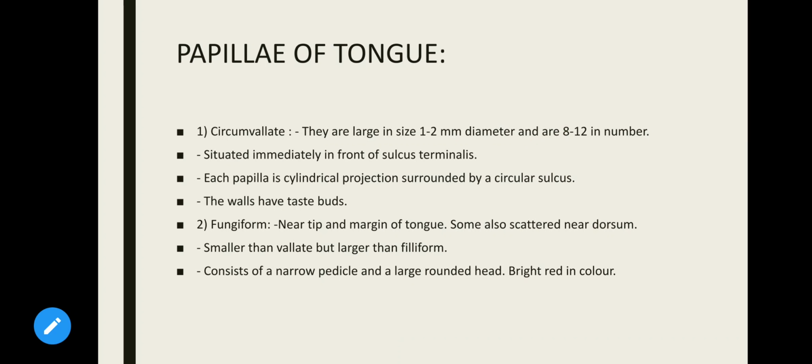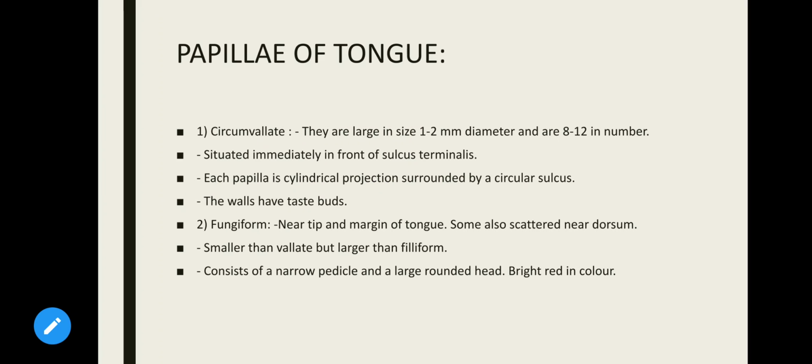Papillae of the tongue. So these papillae are basically of four types. First is circumvallate. They are large in size, 1 to 2 millimeter in diameter, and are 8 to 12 in number. They are situated immediately in front of sulcus terminalis. Each papilla is cylindrical in projection, surrounded by a circular sulcus, and the walls have taste buds.